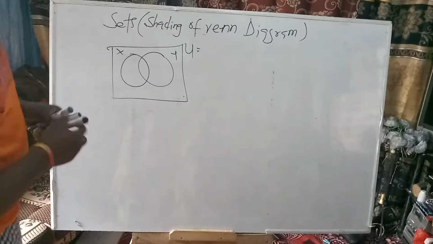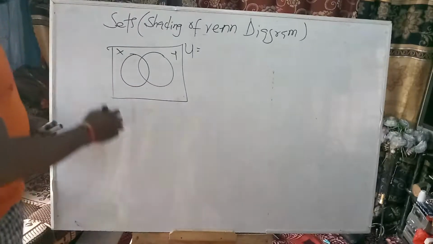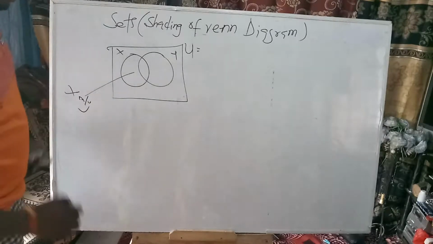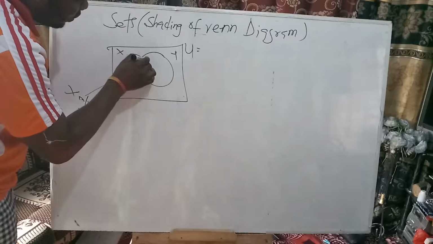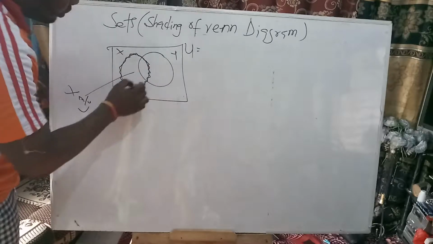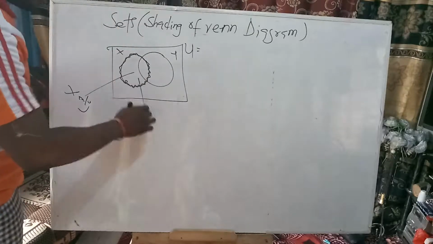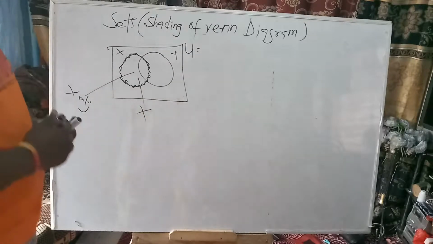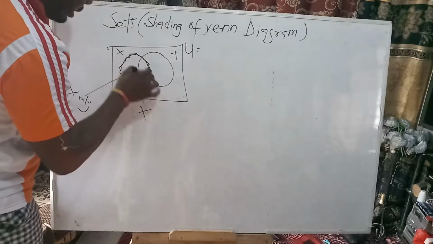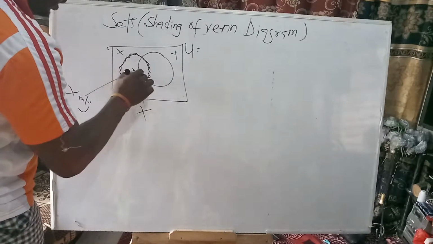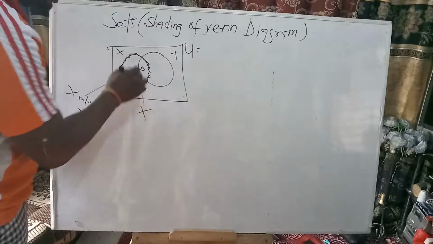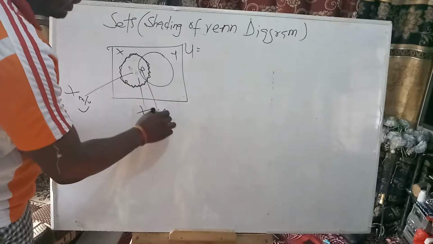When we look at the drawing very well, we can see there are two circles joined together, and this part of the circle here, we call it x only. We call this side of the circle where I am drawing the zigzag, the whole region, as what? X. And where we see the intersection, we call that place as what? Their intersection.